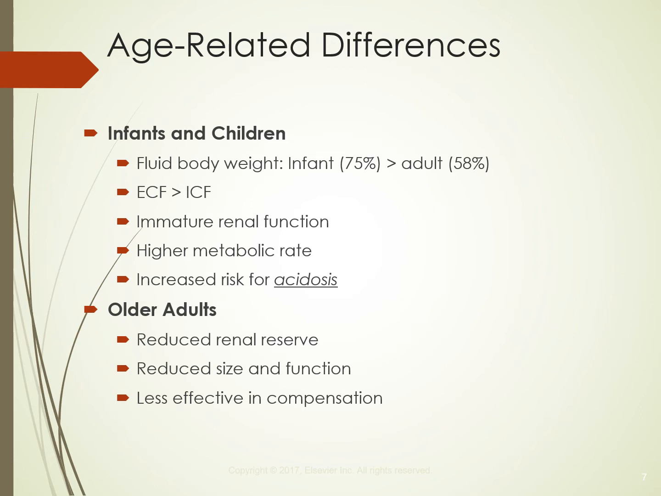Despite this age-related gradual loss of nephrons, the kidneys of the older adult typically are able to manage their role in fluid, electrolyte, and acid-base balance under normal circumstances. However, older adults have reduced renal reserve. They are less able to excrete a large acid load through the kidneys, and their ability to compensate may be less effective. This makes older adults more susceptible to acid-base disturbances as well as to fluid and electrolyte imbalances.